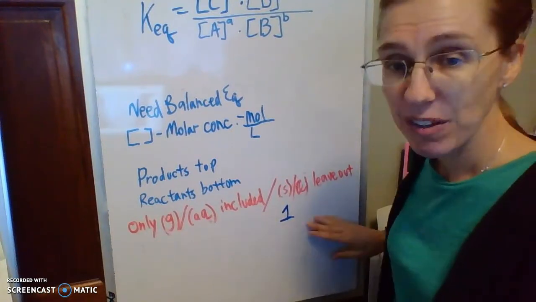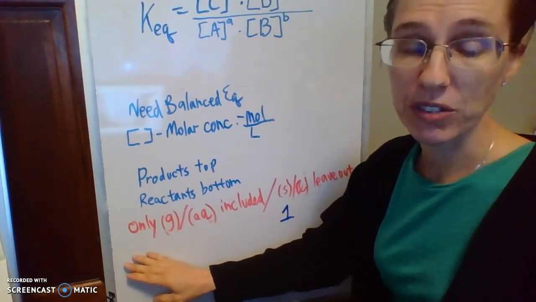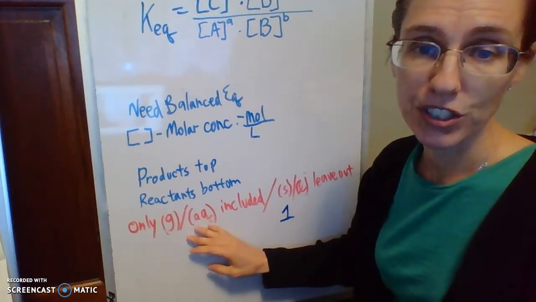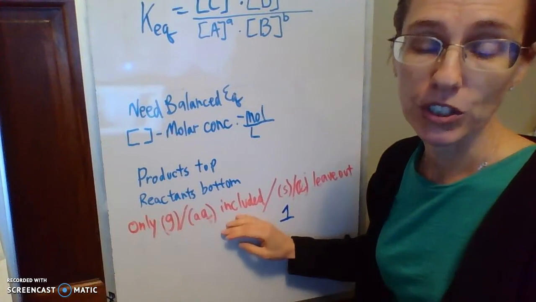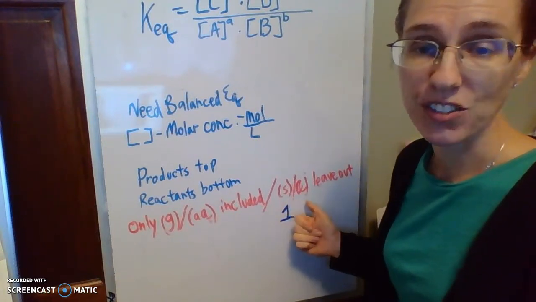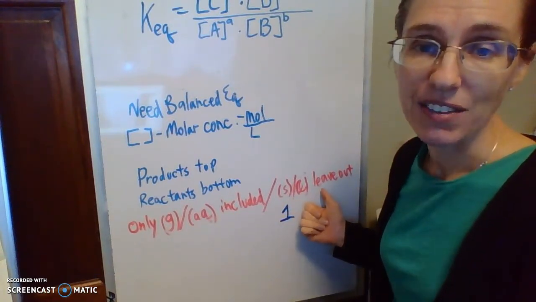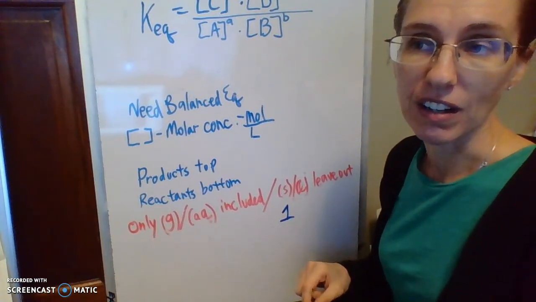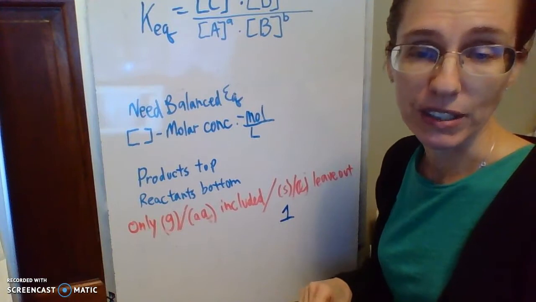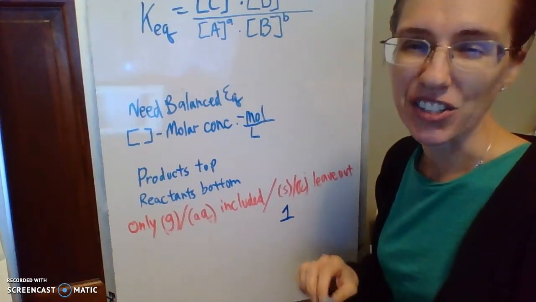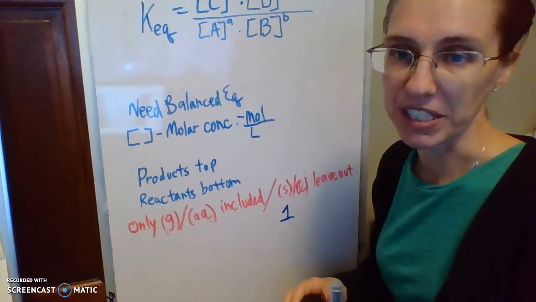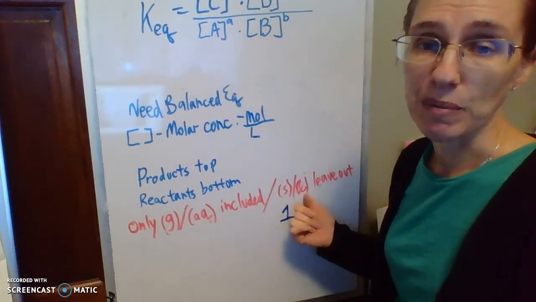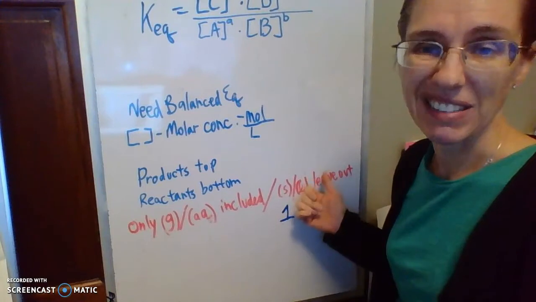The other thing that we haven't mentioned yet, which is extremely critical, is that only the gases and the things in solutions, the AQs, will be included. If it has a subscript of an S or an L, we leave it out. And the reason is because even if you take a little bit of a solid or a liquid out, it's still not going to change the concentration of that particular thing because they're so concentrated. So if it's an S or an L, just leave it out.